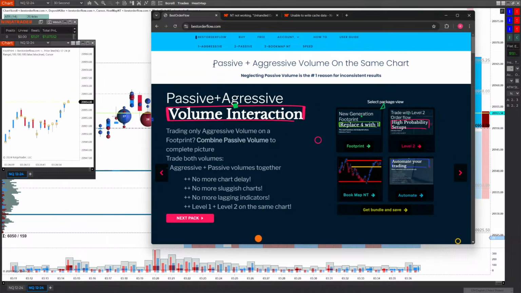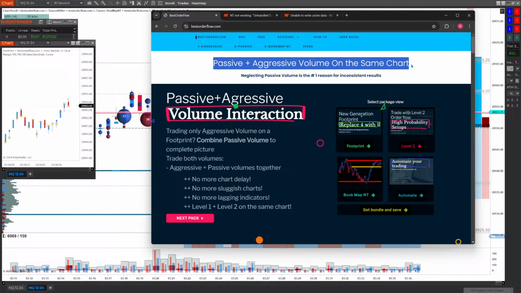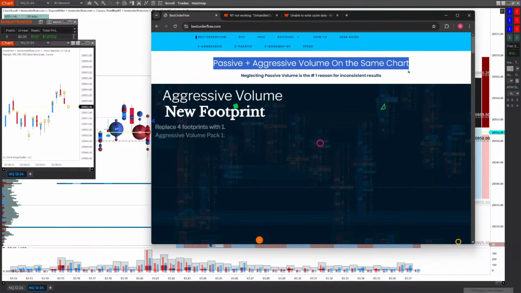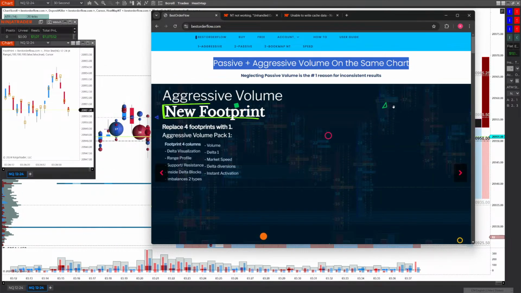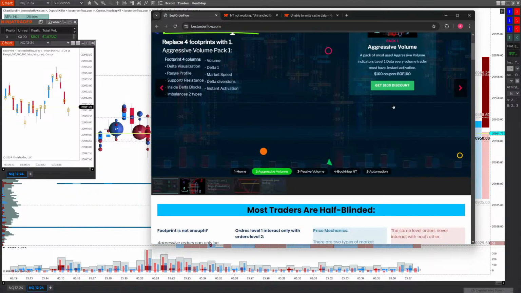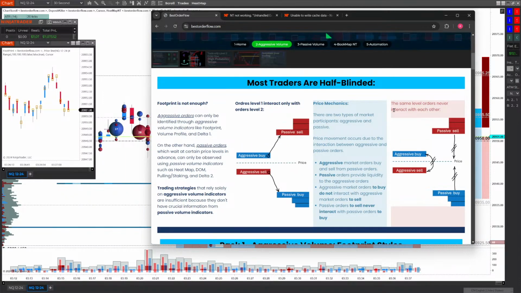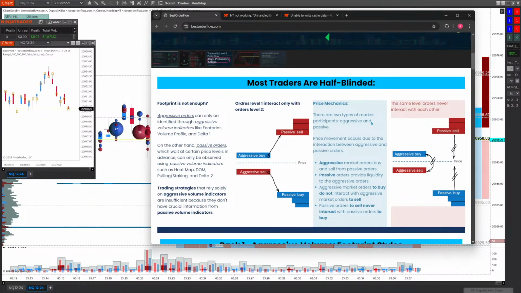That's why passive and aggressive volume indicators or charts need to be traded for the best strategy, because the new strategy is born on the integration of level 2 data and level 1 data. So this is a simple explanation of why footprint alone is not enough.